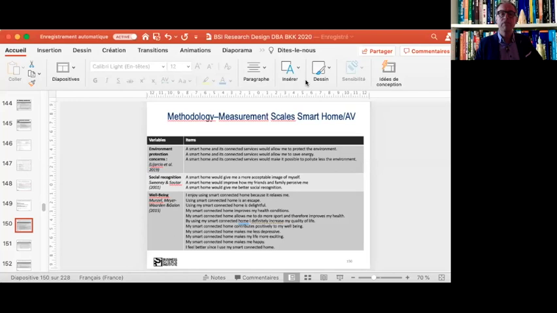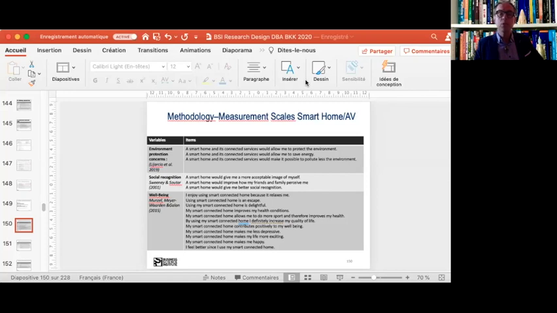So we used different established scales. For example, for environment protection concerns, there are 3 items. For example, a smart home or a smart car's connected services would allow me to protect the environment. A smart home and its connected services would allow me to save energy. A smart home and its connected services would make it possible to pollute the environment less.